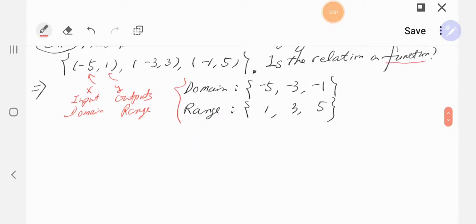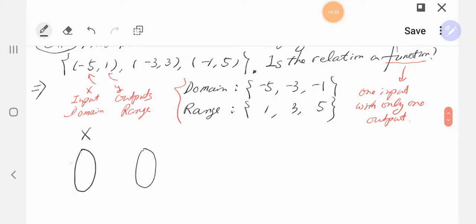Okay, in order for this to be a function, one input, one output, right? We must have one input with only one output. So let's draw a diagram to check whether each input has only one output. So this is the domain x, range y. And then -5 matches to 1, -3 goes to 3, and -1 goes to 5, right?